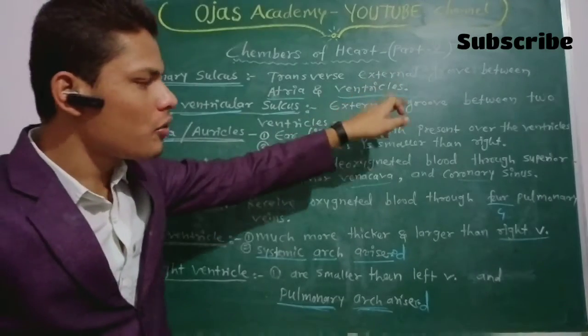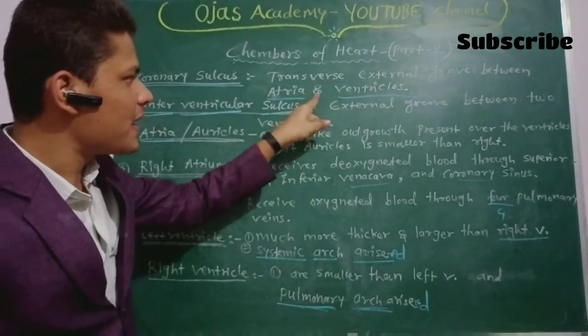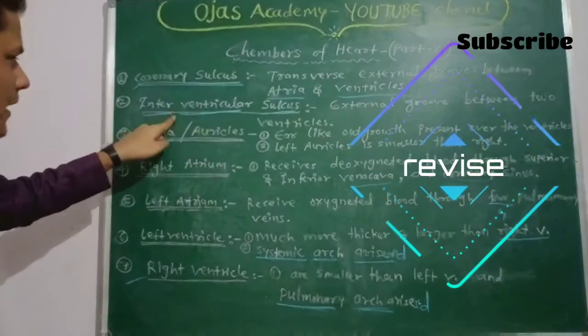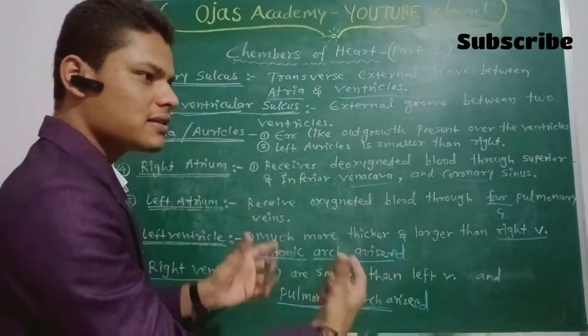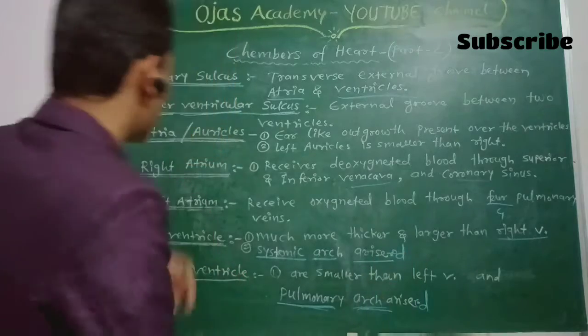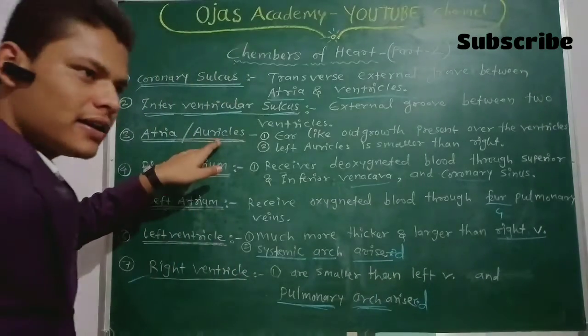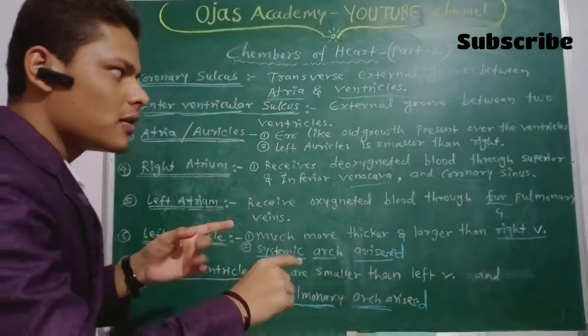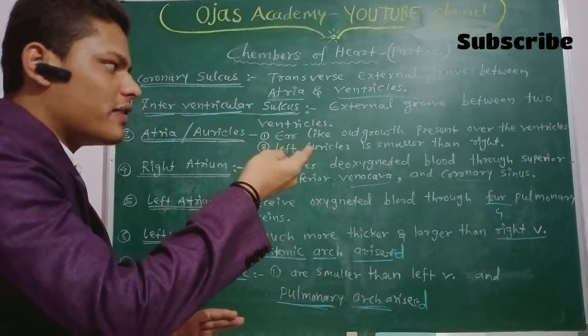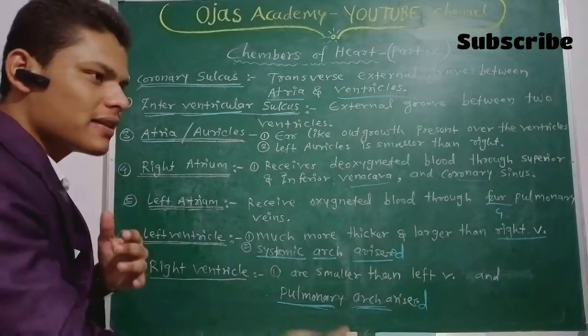Now, so what is the coronary sulcus? A transverse external groove between atria and ventricles. What is the interventricular sulcus? An external groove between 2 ventricles, right ventricle and left ventricle. Now, atria we also call auricles. An ear-like outgrowth present over the ventricles, and the left auricle is smaller than the right.